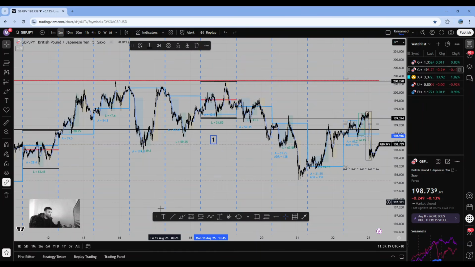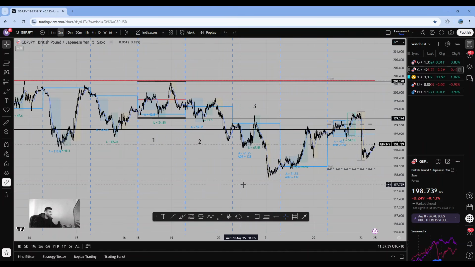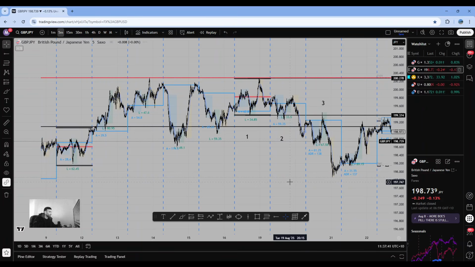If this is day 1, then automatically we know this is day 2. And like I said before, I'm only trading day 3, so I'm only looking for opportunities on day 3 within my timing window of London or New York session. So in this example, Wednesday is day 3, which plays out perfectly. And let's see what we're trading.